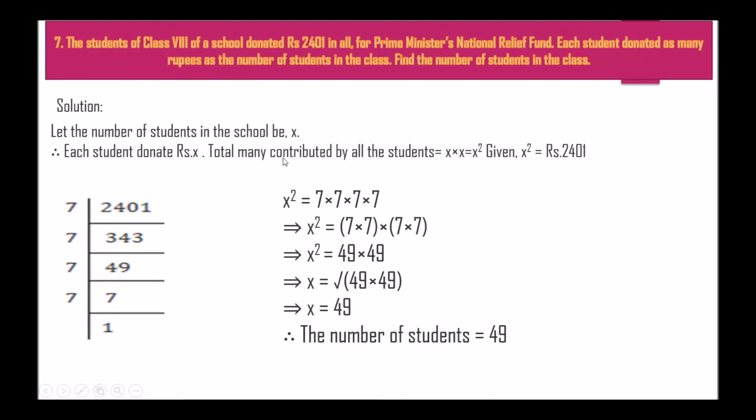Total money contributed by all the students equals X into X, that is X square. So X square equals 2401. So we will find it with the prime factorization method. So X square equals 7 into 7 into 7 into 7. That is 7 into 7, that is 49, into 49. So X equals 49. So the number of students equals 49.